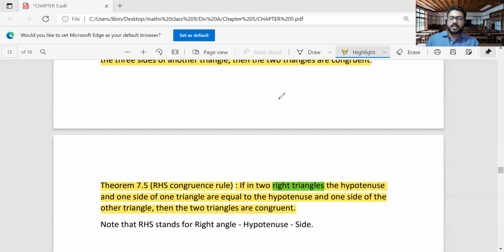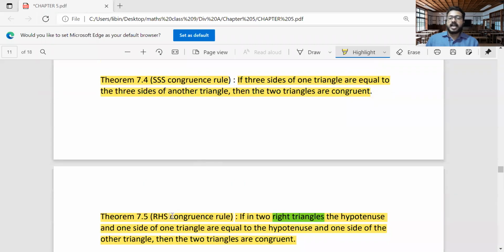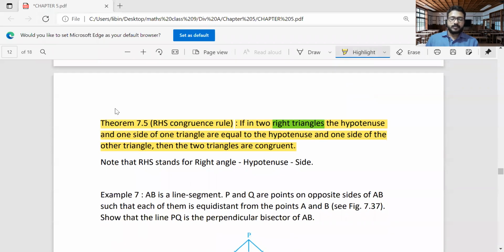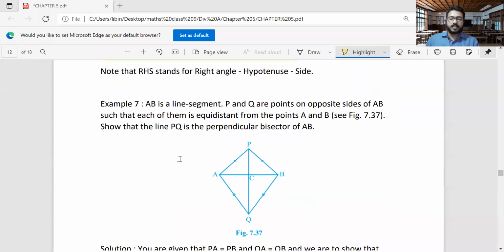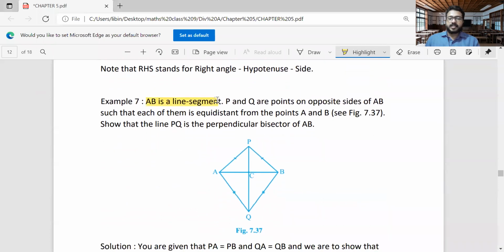I hope that these two theorems are clear to you, that is SSS congruence and RHS congruence. Now we will use these congruences as well as the previously learned congruences to solve some problems. Let us look at example 7. AB is a line segment. This is our AB, a line segment. You are given a figure also. P and Q are points on opposite sides of AB. And what is the peculiarity of those two points?